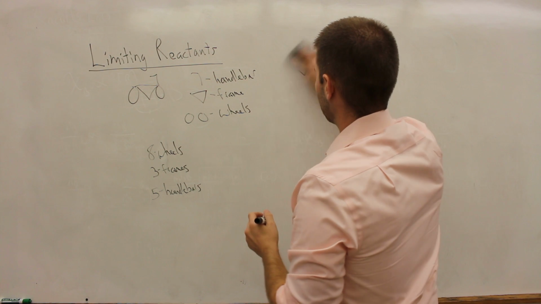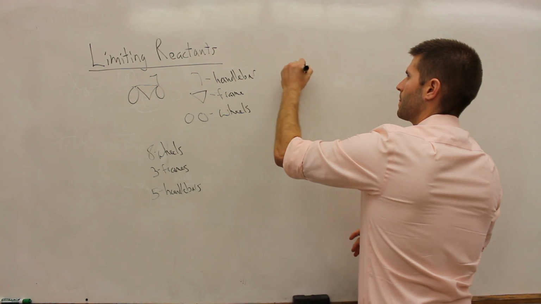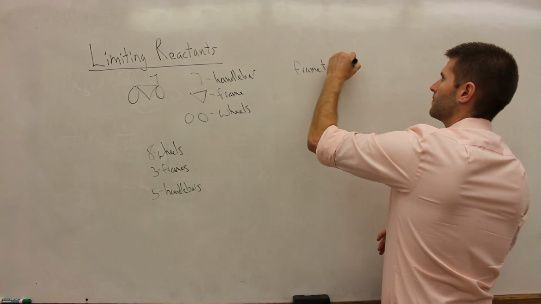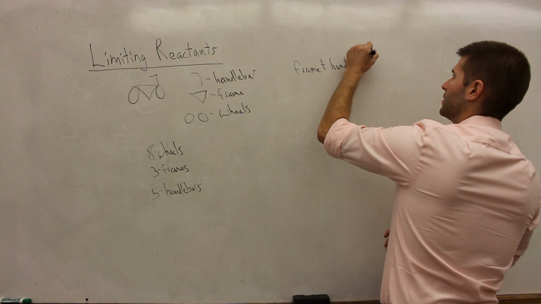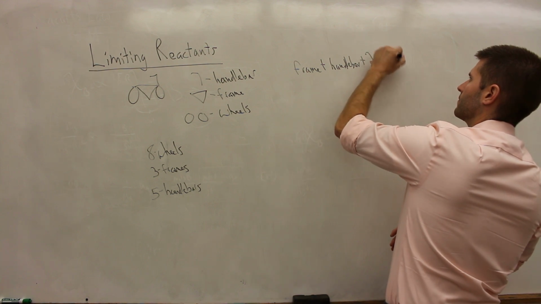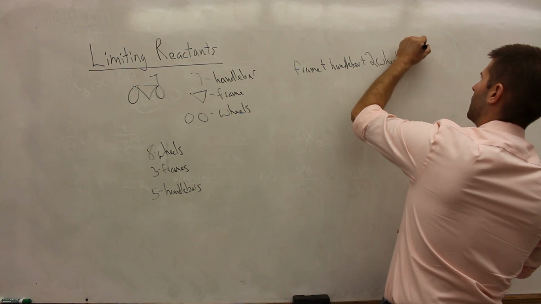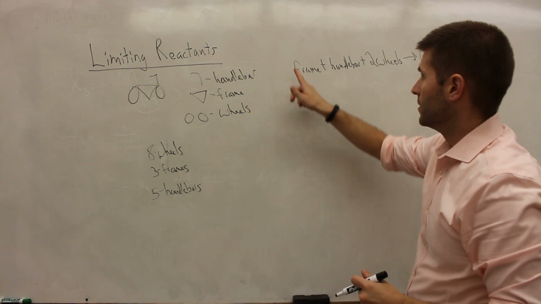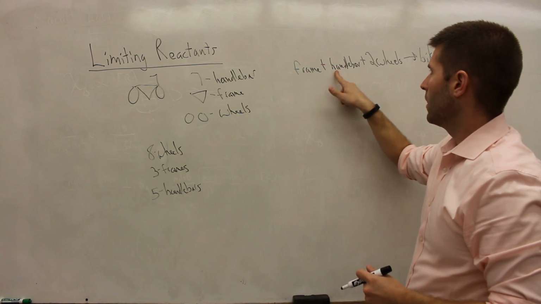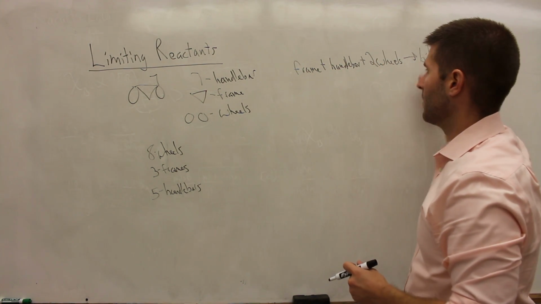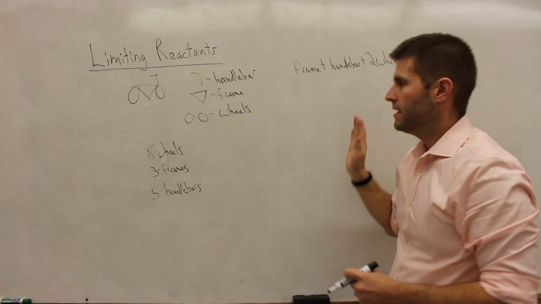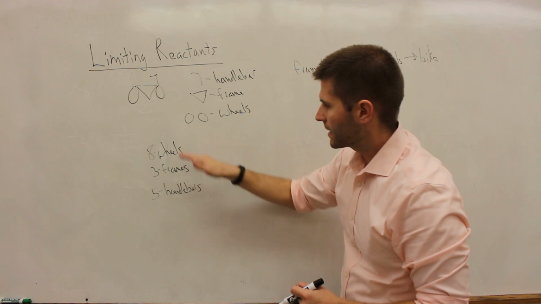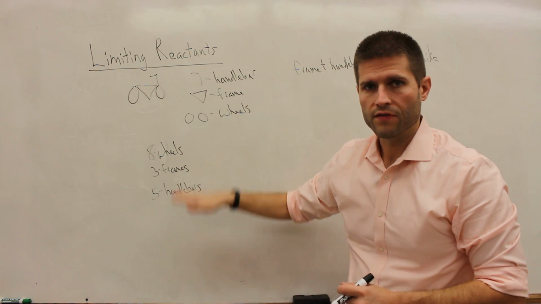So we're going to write our chemical reaction. Frame plus handlebar plus 2 wheels equals a bike. So this is our chemical reaction: 1 frame, 1 handlebar, and 2 wheels equals 1 bike. This will create conversion factors just like you would see in a chemical reaction. So let's see exactly how many bicycles we can make with each one of these reactants.